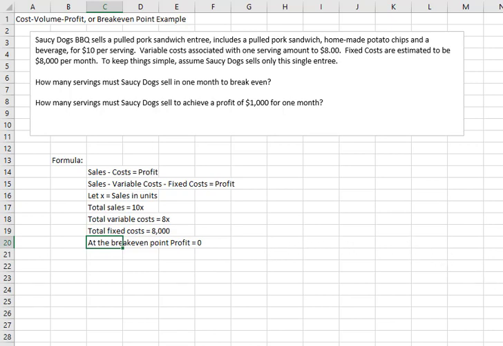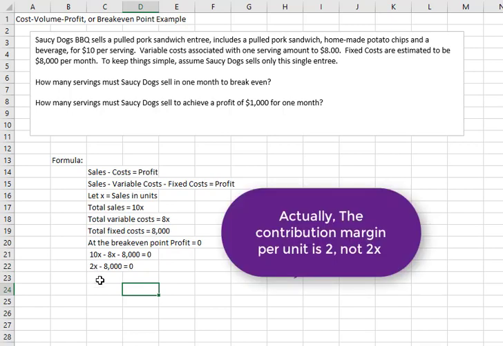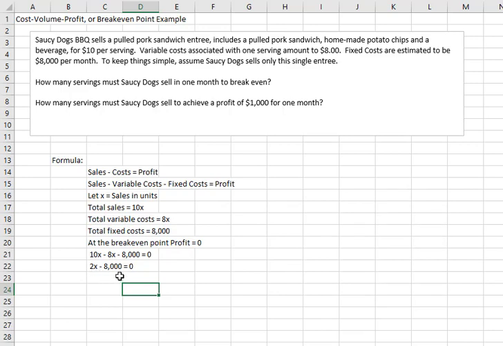Okay, so if we set this up in a formula, it would look like this. 10x, which is sales, minus 8x, which is variable cost, minus 8,000, which is fixed cost, equals zero. Okay? So we can, 10x minus 8x is 2x. Okay, 2x, that's actually called the contribution margin per unit. Okay, something to remember. So 2x minus 8,000 equals 0.